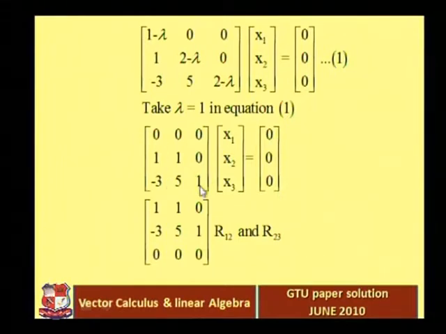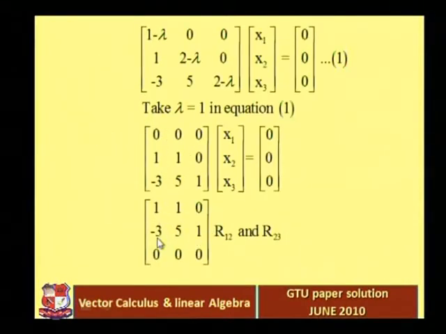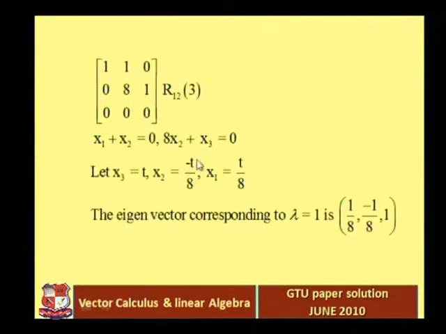Convert this matrix into row echelon form. First of all we interchange the first and second row: the second row becomes first, the third row becomes second, and the first row becomes the last. So 1 1 1, 1 1 0, minus 3 5 1, 0 0 0. Now we multiply the first row with 3 and add it to the second row: minus 3 plus 3 is 0, 5 plus 3 is 8, 1 plus 3 into 0 is 1. So 0 8 1, and the third row is 0 0 0.